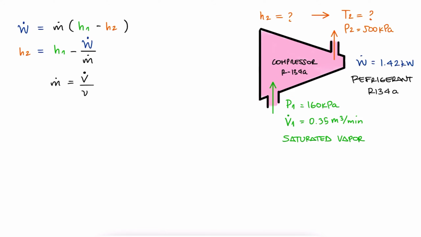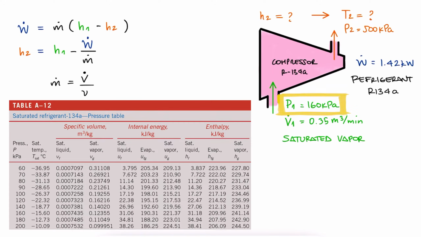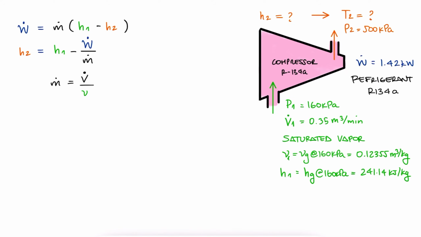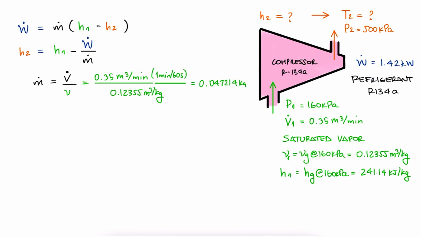At the inlet of the compressor, we're told we have saturated vapor. Therefore, we go to saturated mixture tables, for pressure in this case, and write down the specific volume Vg at 160 kilopascals. And since we're here, write down the second value we need, which is the specific enthalpy Hg for our enthalpy value at state 1. With this Vg value and doing a simple unit conversion, we find the mass flow rate.